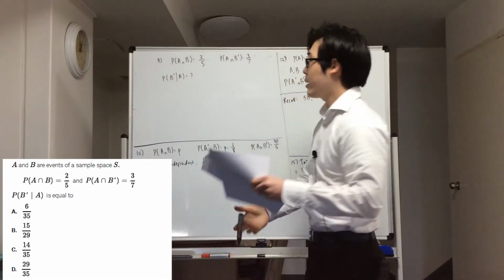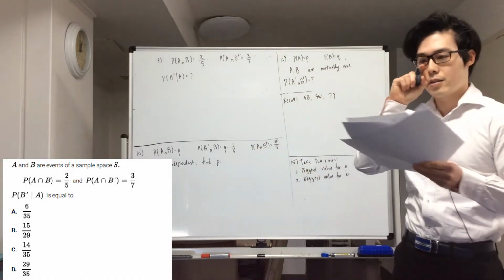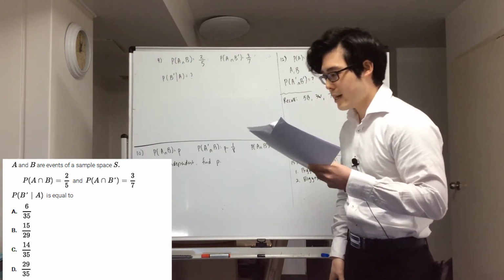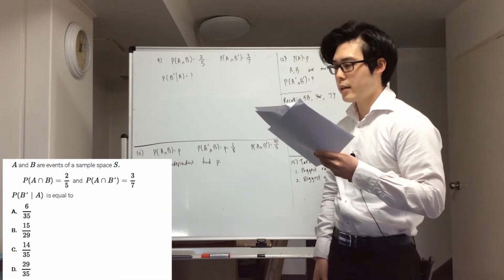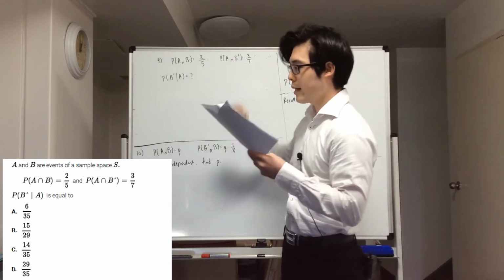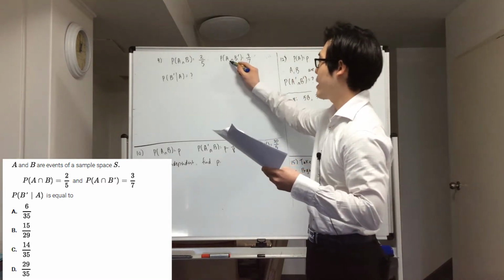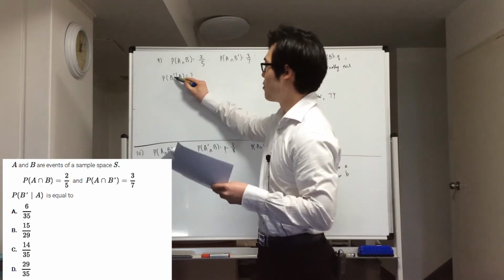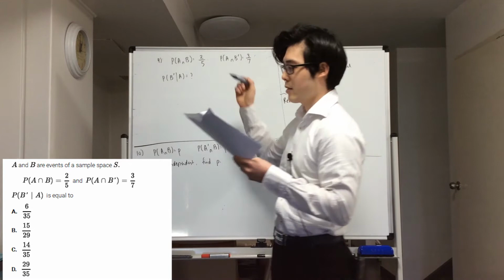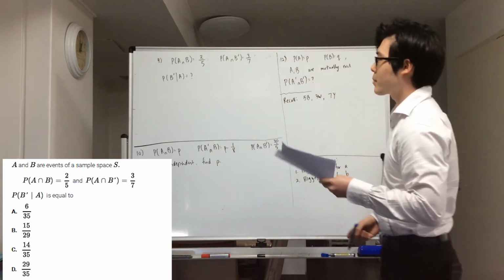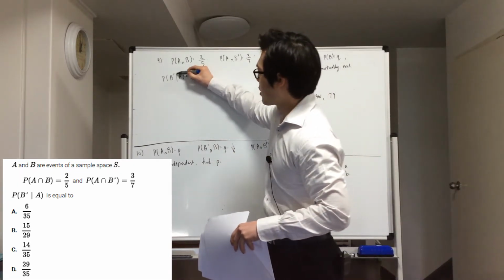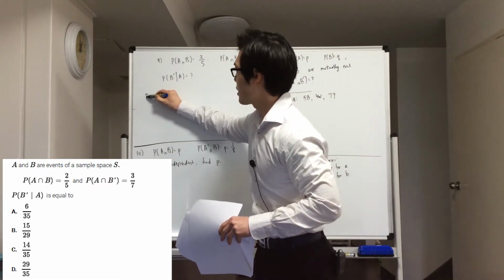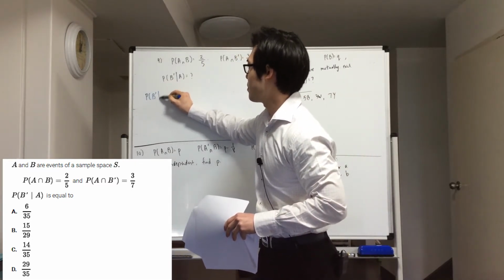Alright? Okay, now let's get into some tricky questions. A and B are events of the sample space S. The probability of A and B is 2 over 5. The probability of A and not B is 3 over 7. What's the probability of not B happening given A has occurred? So that's the question. Because it's a given question, let's write down the formula for this using what we've learned before.